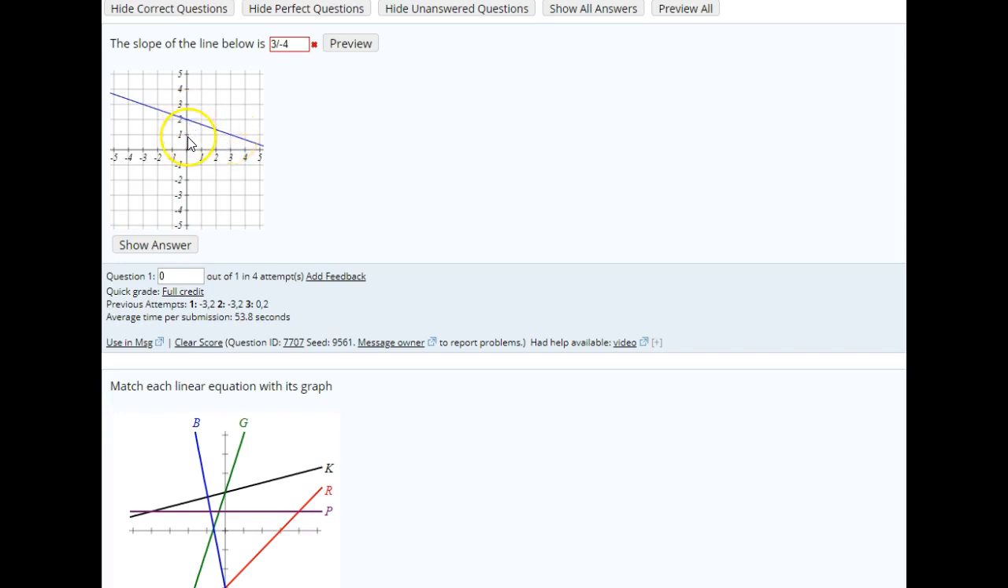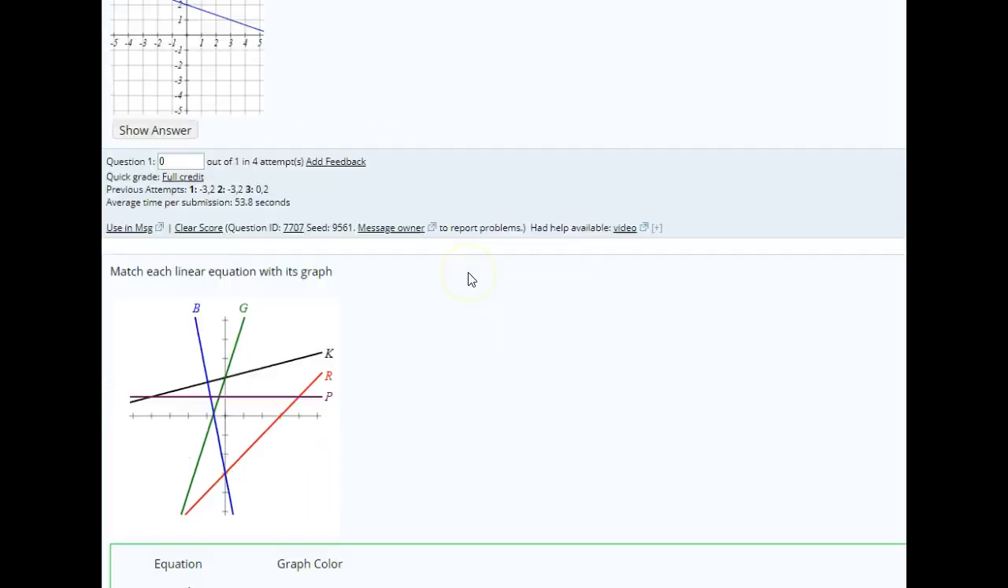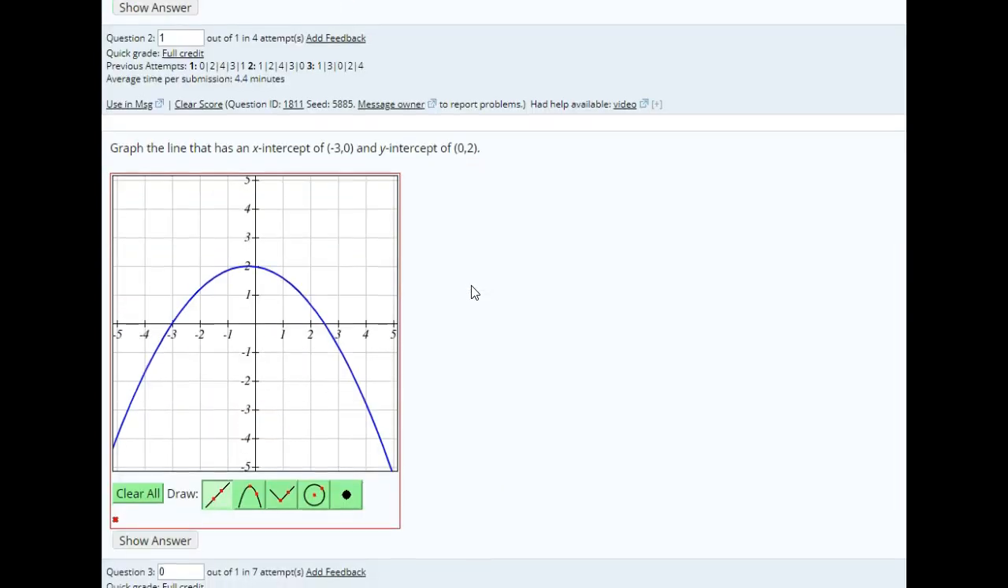So I went down 1, so that would be -1, and then 1, 2, 3, and that's where I hit the line again. So down 1 to the right 3, so that would be -1/3 for my slope. Let's look at another question.